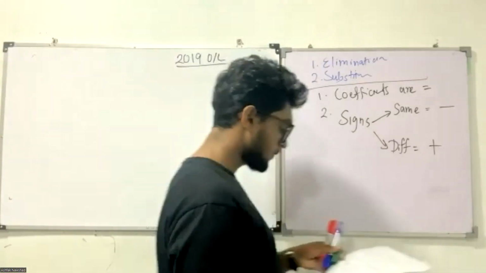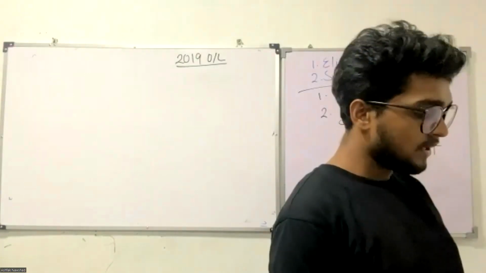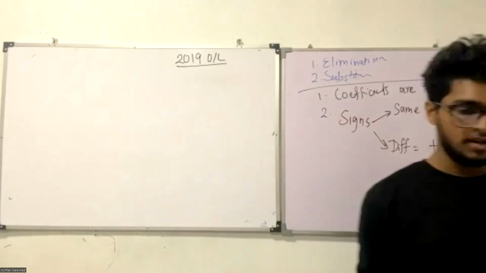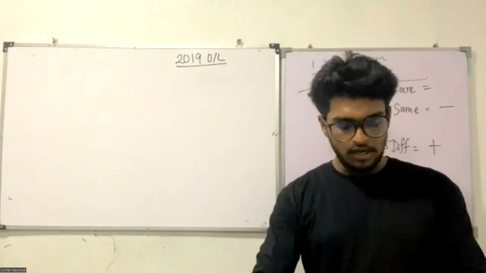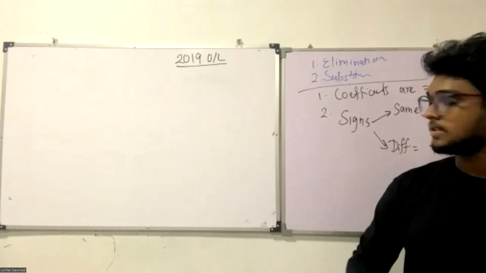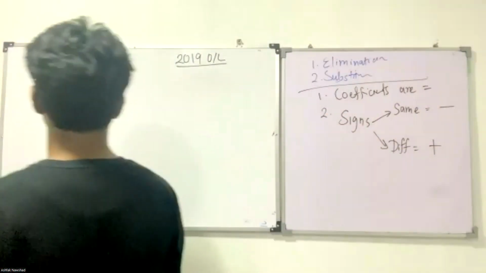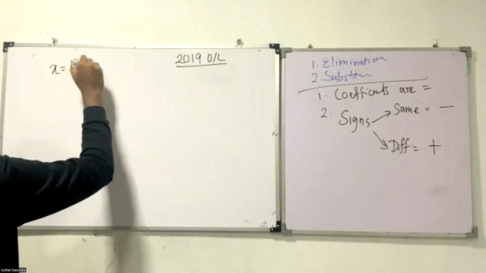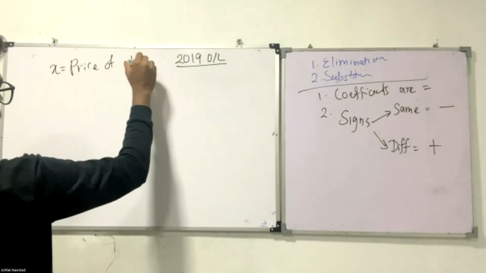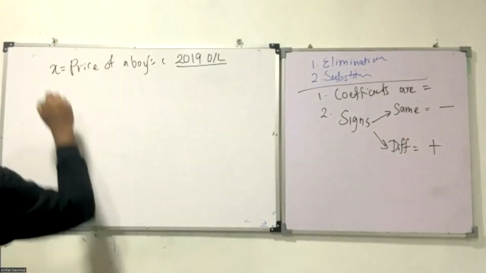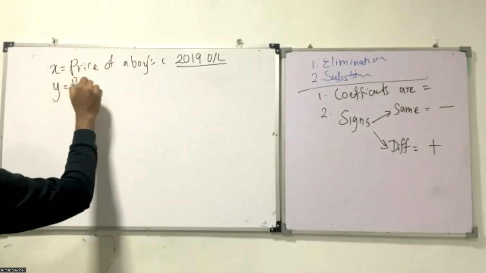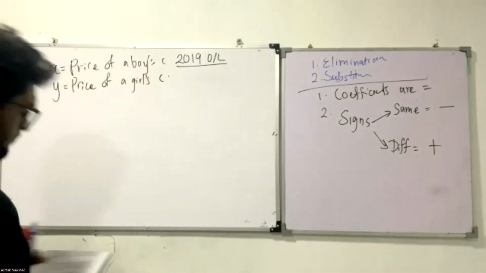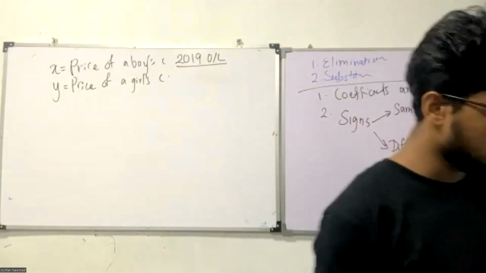See, this question is about costumes. So, no use of reading the passage first. Read the first Roman number. They are declaring unknowns in the question. What are the unknowns? X is the price of a boy's costume, and y is the price of a girl's costume. They have defined the variables.